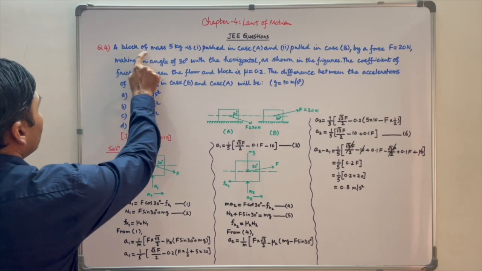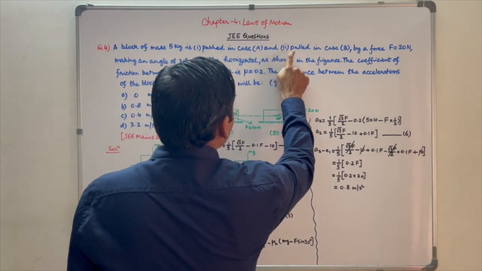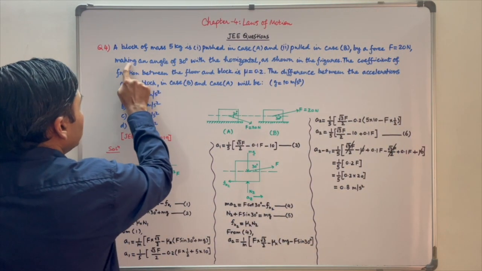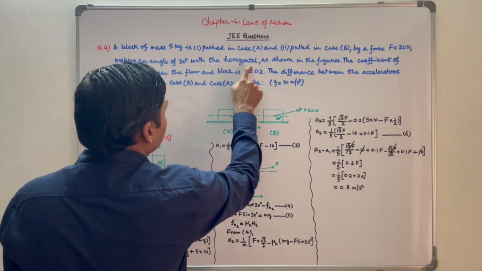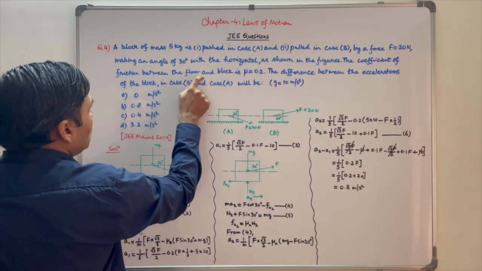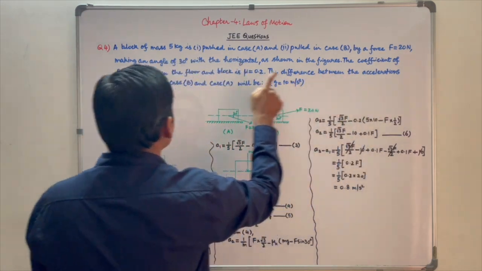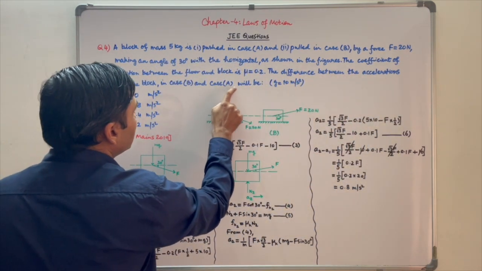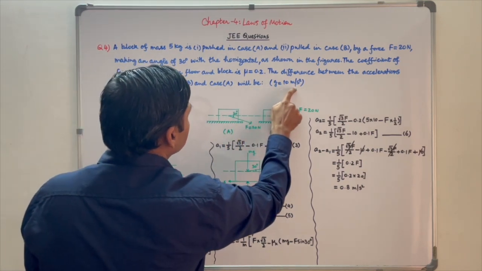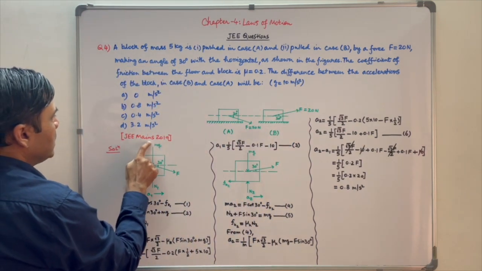Fourth question, a block of mass 5 kg is first pushed in case A and second pulled in case B by a force F is equal to 20 Newton, making an angle of 30 degree with the horizontal as shown in the figures. The coefficient of friction between the floor and the block is mu is equal to 0.2. The difference between the accelerations of the block in case B and case A will be. These are the options given. G is equal to 10 meter per second square. These are the figures given. This question appeared in JEE Mains 2019.